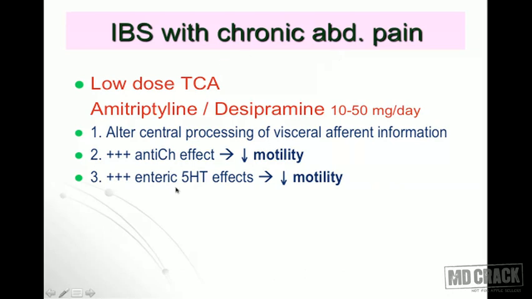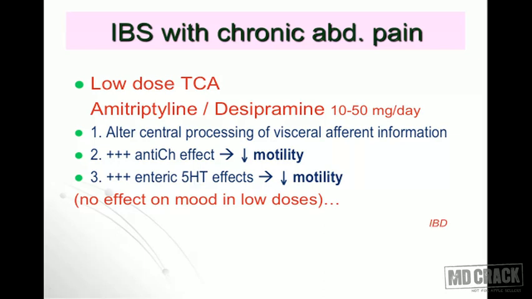The third mechanism, it's got 5-HT effects, the enteric 5-HT effects, that's the 5-HT effects in the intestine, and this also results in decreased motility. There is no effect on mood when these drugs are given in low doses, so we don't have to worry about the interference with the mood and interference with the emotion. So low dose TCAs work by altering the central processing of the afferent information, by anticholinergic effect, and by enteric 5-hydroxytryptaminergic effects. So that's about irritable bowel syndrome with chronic abdominal pain.